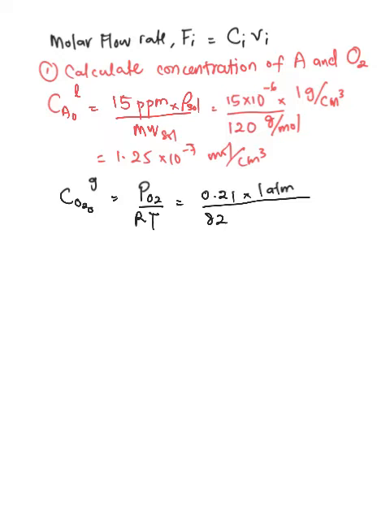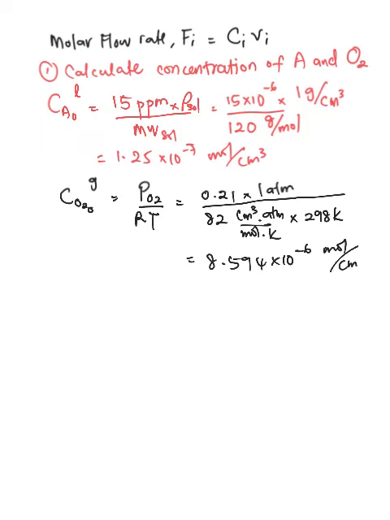82 centimeter cube atmosphere per mole Kelvin, multiplied with the temperature at 25 degrees C, so 298 Kelvin. Then you will get the initial concentration of oxygen, 8.59 mole per centimeter cube. So you have the initial concentration of oxygen and the initial concentration of A.